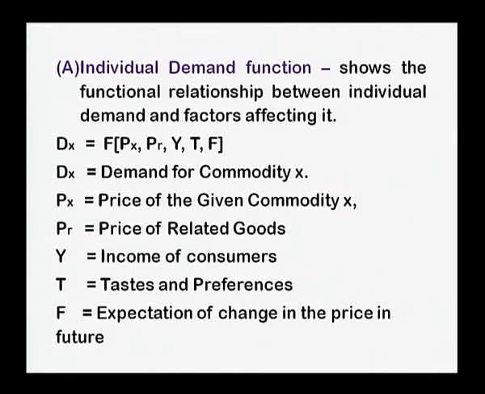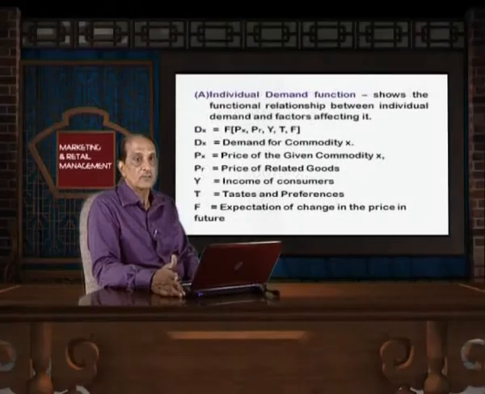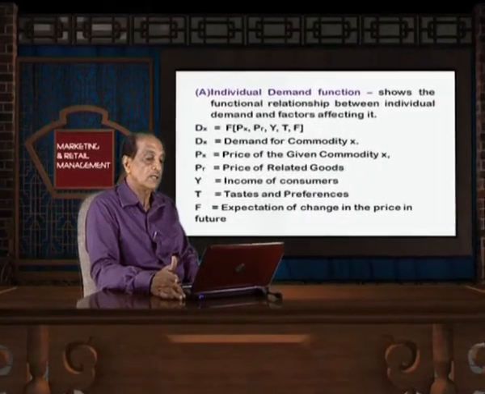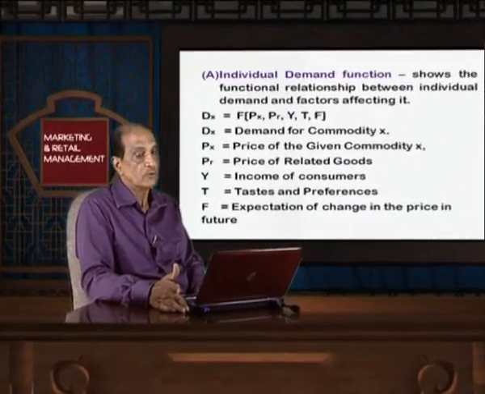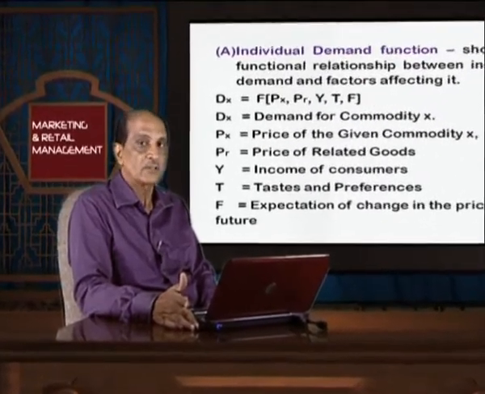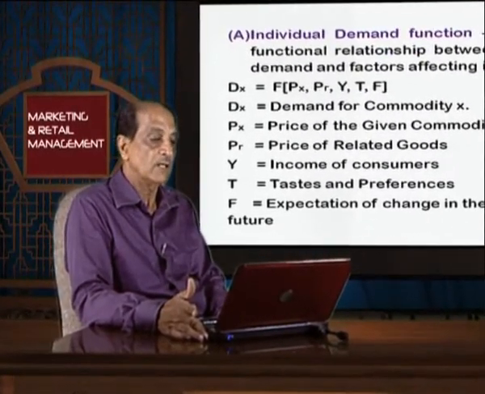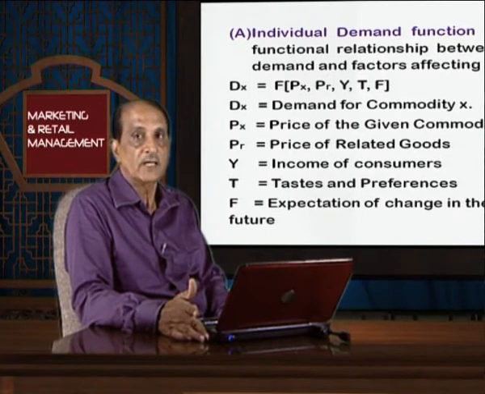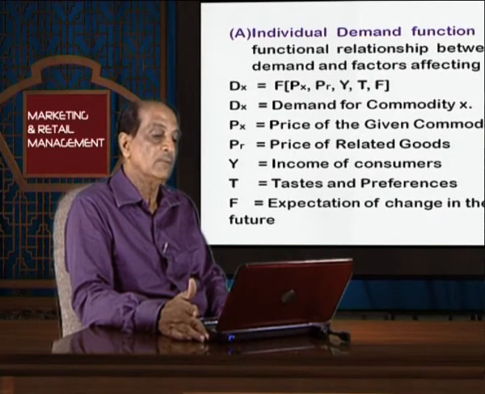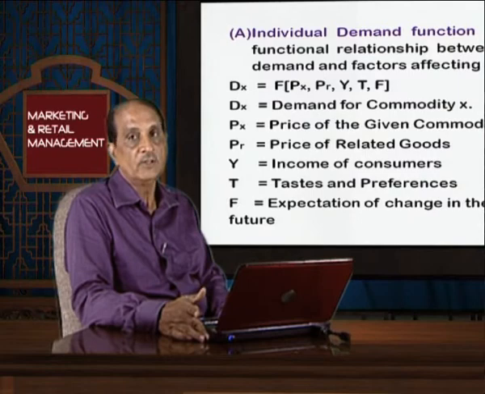Then F means expectation of change in the price in the future. If price is expected to increase in the future, then definitely demand for a commodity will also increase, and if price is expected to decline in the future, then definitely a consumer can wait for the decline in the price, and he may not make demand for the commodity.